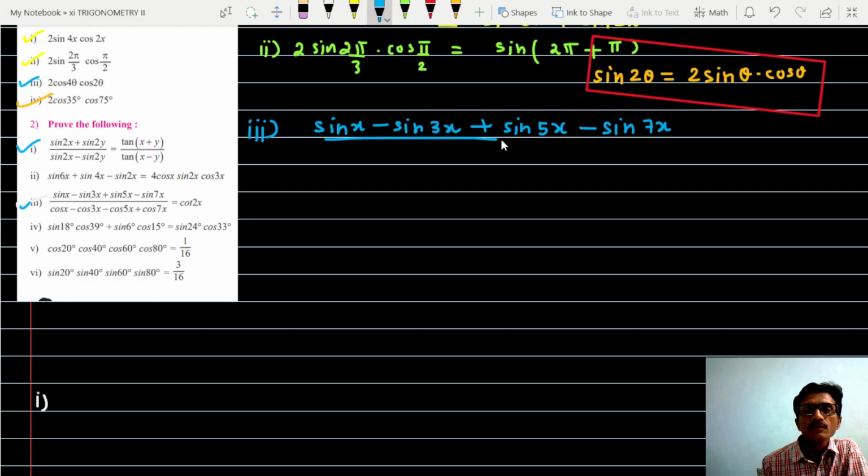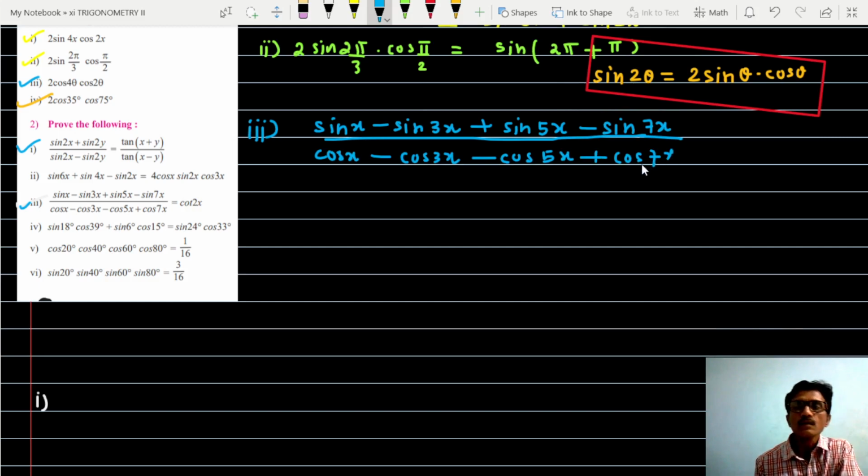upon cos x minus cos 3x minus cos 5x plus cos 7x. Here we want to show it is equal to how much? Cot of 2x. It is equal to what? Cot of 2x.